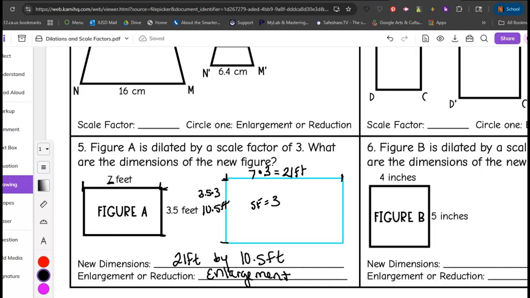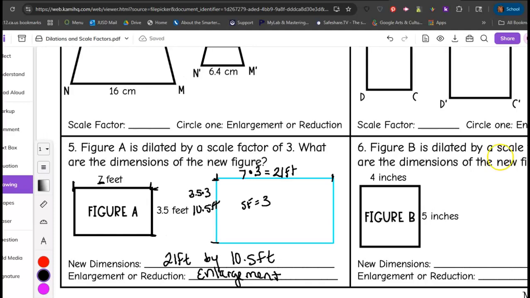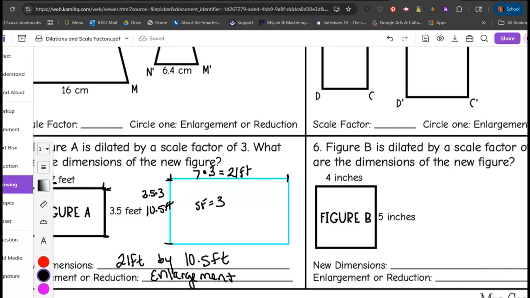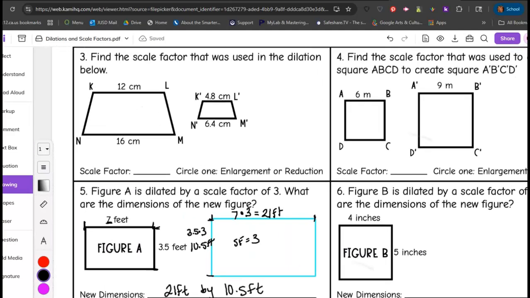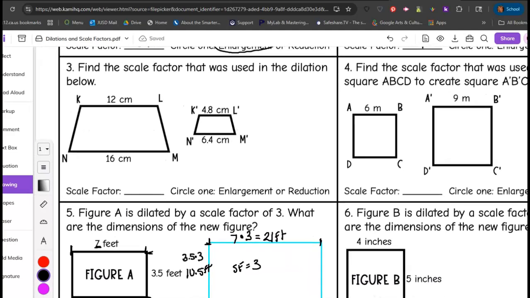Okay, we're going to do one more together, and then you guys are going to do 4 and 6 on your own. Okay, this one looks a little bit different. It doesn't tell me which one's my pre-image and which one's my image.